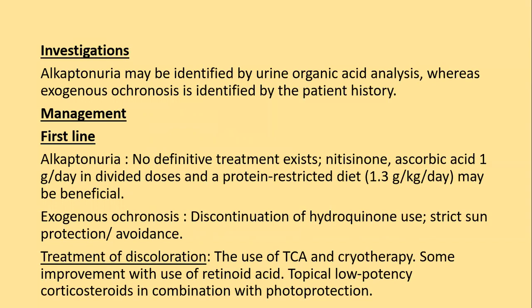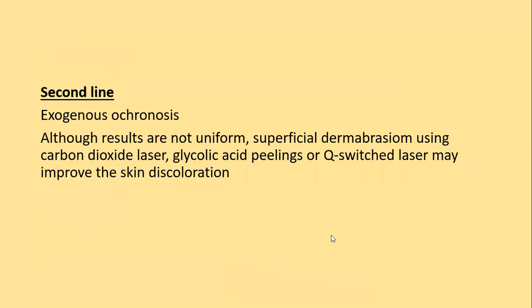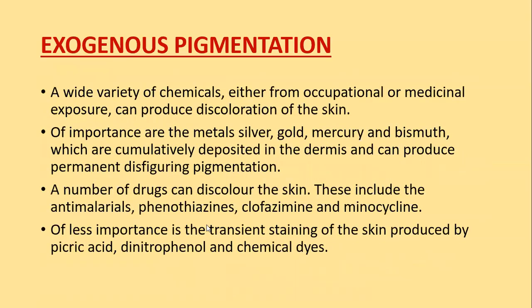For exogenous ochronosis, the first-line treatment is discontinuation of hydroquinone and strict sun avoidance. Then for treatment of discoloration, TCA and cryotherapy. Some improvement is seen with retinoic acids. Low potency corticosteroid in combination with photoprotection is also useful. Second-line treatment, although results are not uniform, is superficial dermabrasion using carbon dioxide laser, glycolic acid peeling, or Q-switch laser, which improves this skin discoloration.